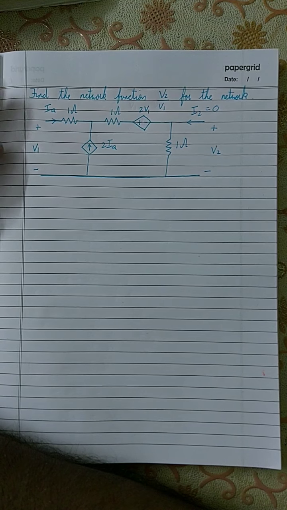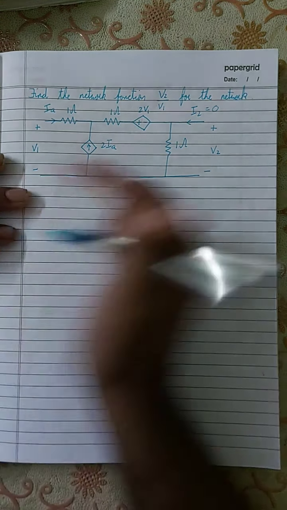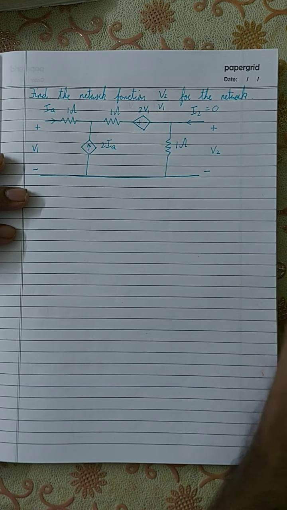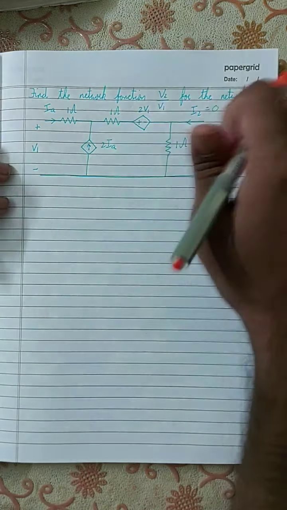Hi friends, so let's do this problem. The question is: find the network function V2 minus V1 for the network. So this is the circuit they showed here.